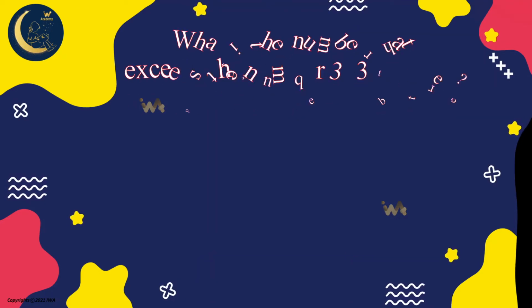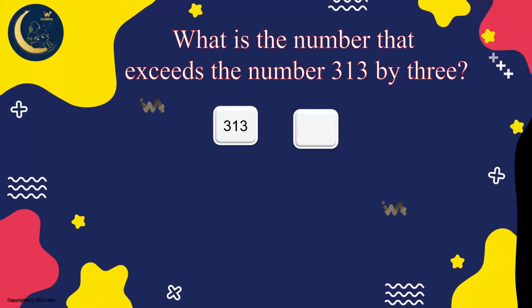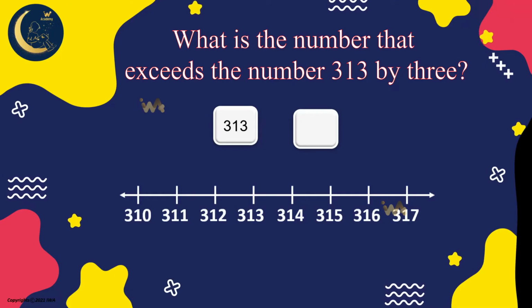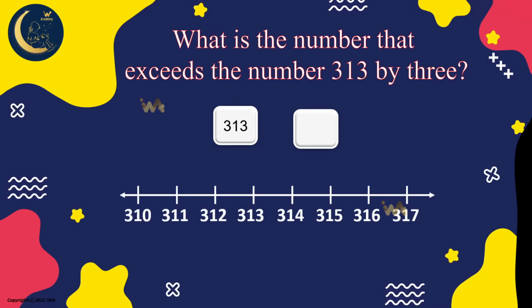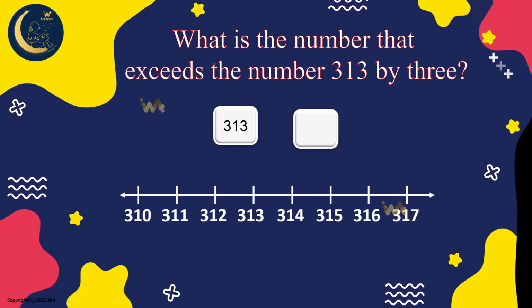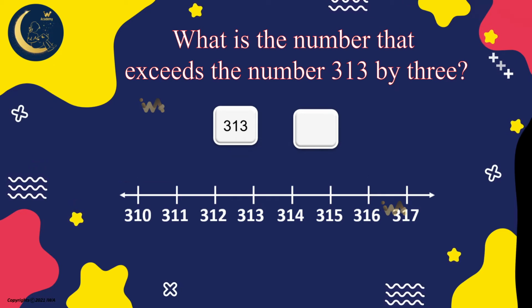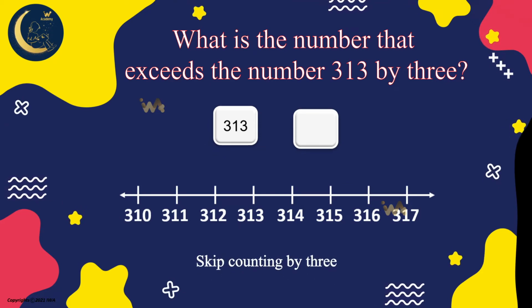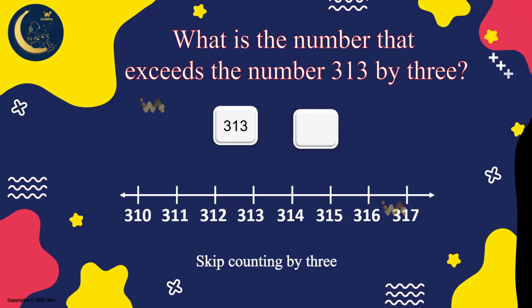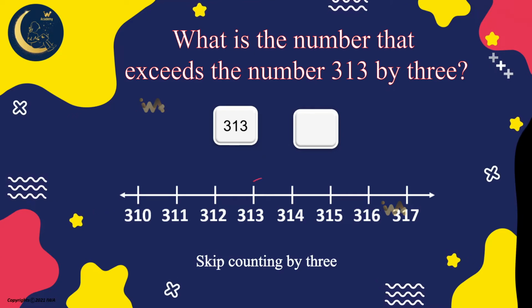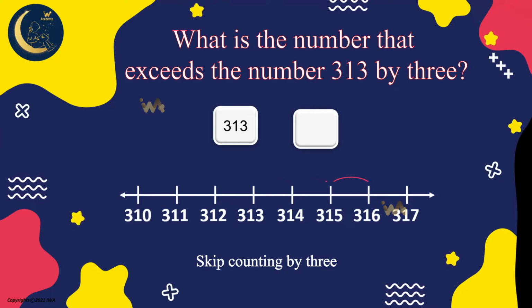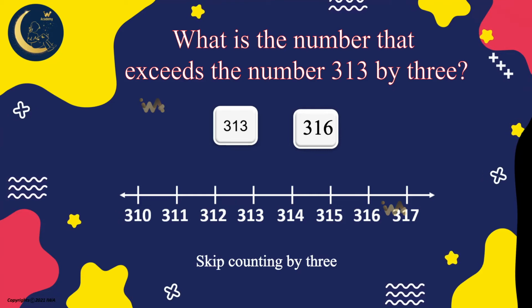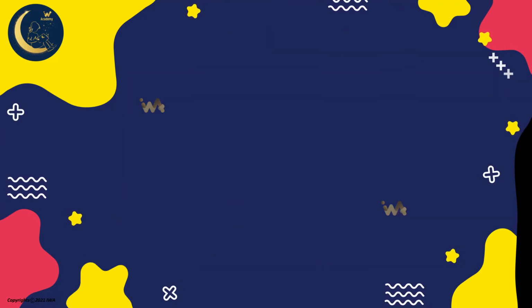Here we want to know the number that's 3 units after 313. Let's draw the number line to help us. Here is the number 313. We want to know the number that comes 3 units after. Concentrate. If it increases by 3, then we should use skip counting by 3. And since it increases, we will move towards the right. Let's go. 1, 2, 3. So, the final number is 316. Well done.